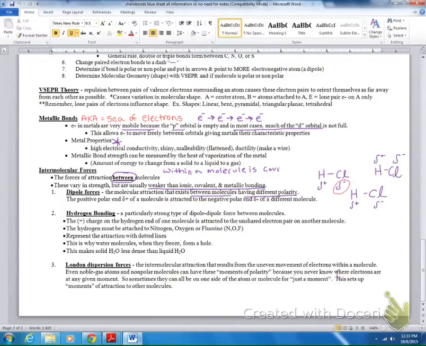So for example, if I've got HCl molecules here, the electronegativity difference of hydrogen and chlorine causes those electrons to hang out around the chlorine atom much more, which gives it a slightly negative charge. So that chlorine atom is going to be attracted to a hydrogen atom on a different HCl molecule, and we call that a dipole-dipole intermolecular force, or a dipole force. So the positive end, again, of a molecule is attracted to the negative end of a different molecule.